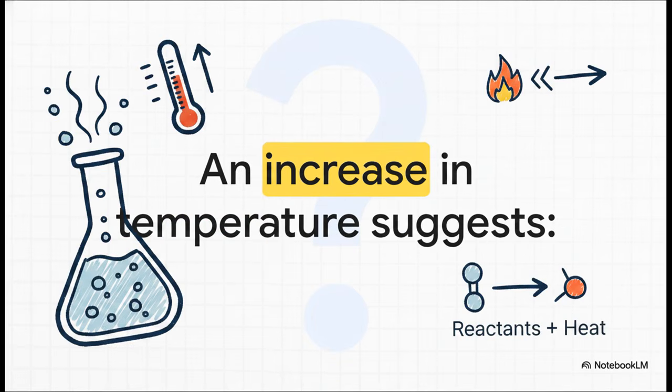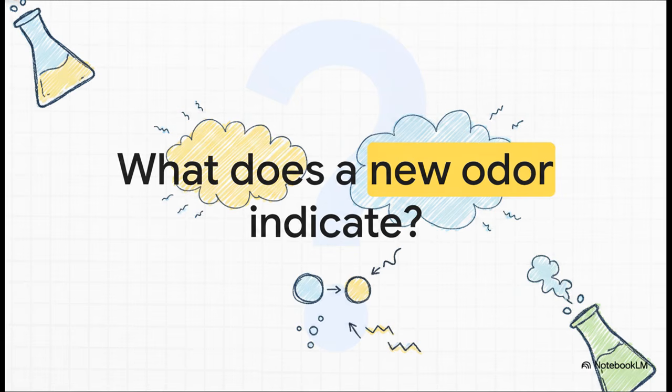All right, question 3 is a quick understanding vocab check. An increase in temperature suggests a reaction is endothermic, exothermic, physical, or reversible. Remember, heat is exiting, which makes it exothermic. Question 4, moving right along. What does a new, pungent odor usually indicate? Evaporation, a physical change, a chemical reaction, or cooling. A brand new smell almost always means a chemical reaction has taken place.